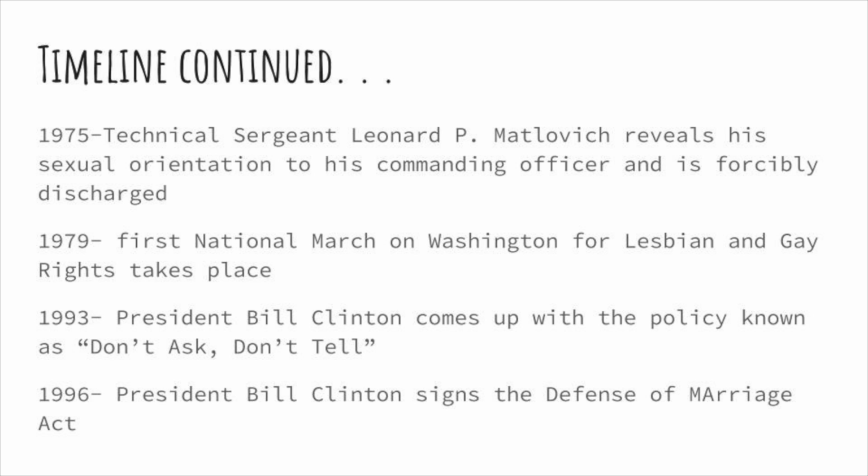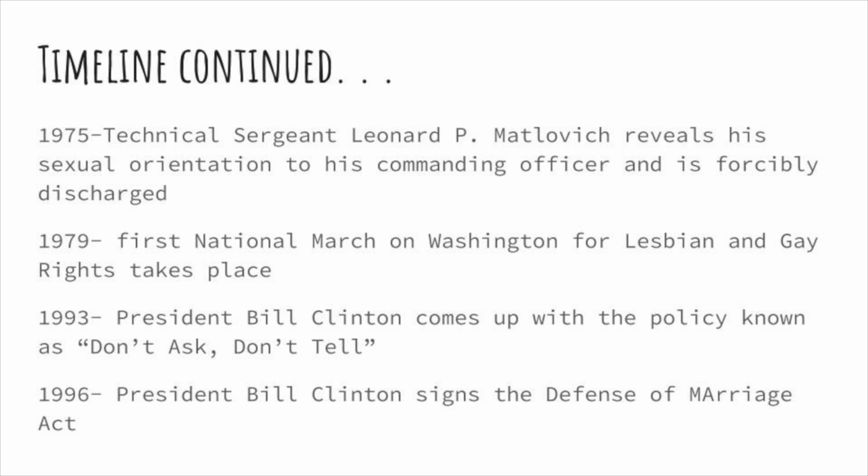In 1979, the first National March on Washington for lesbian and gay rights takes place, and this draws an estimated 75,000 to 125,000 individuals to march. So this drew a lot of attention in the media especially. In 1993, the president at the time was Bill Clinton, and he comes up with the policy known as Don't Ask, Don't Tell, which prohibits the harassment of closeted homosexuals or people who haven't come out as gay yet.